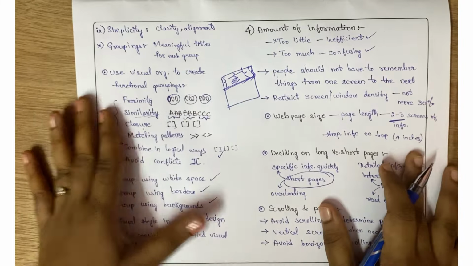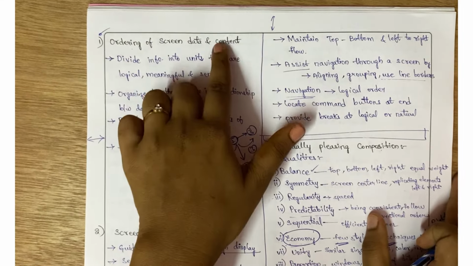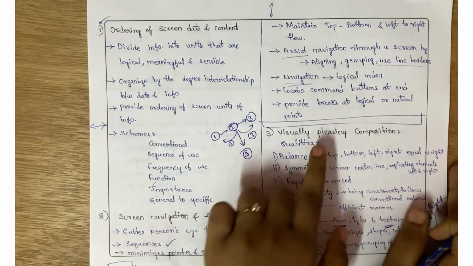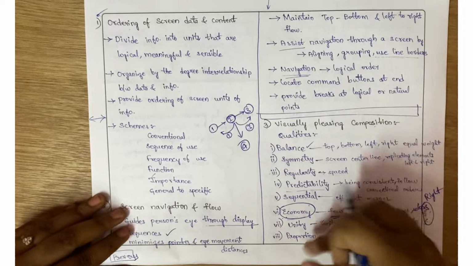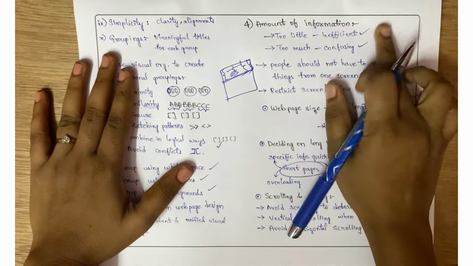So hope you all got it. Once again I will give you a quick review. I have explained the 4 parameters here: ordering of screen data and content, screen navigation and flow, visually pleasing composition, in which we have some 11 qualities, and the fourth one is amount of information.